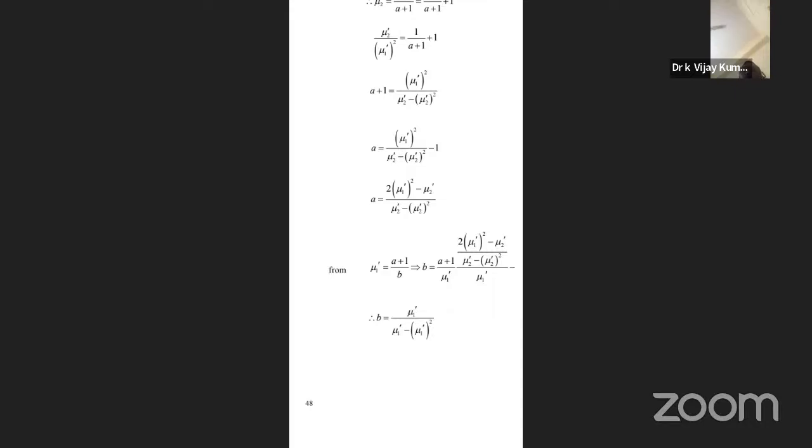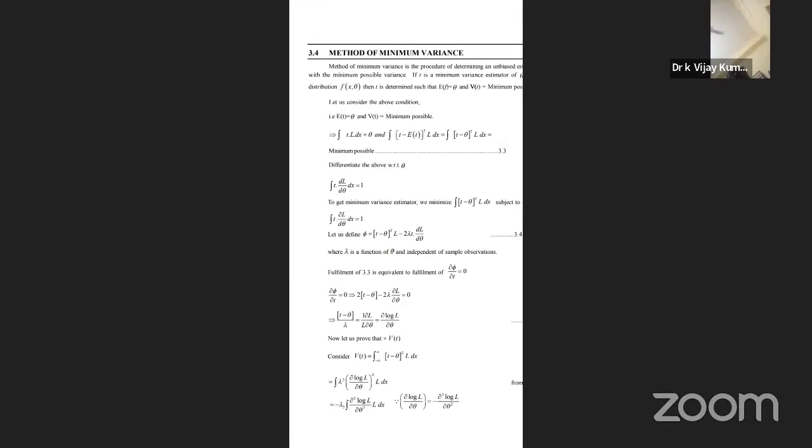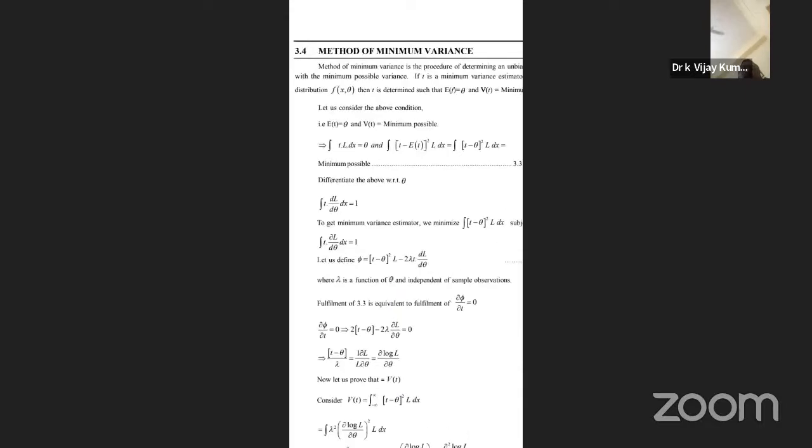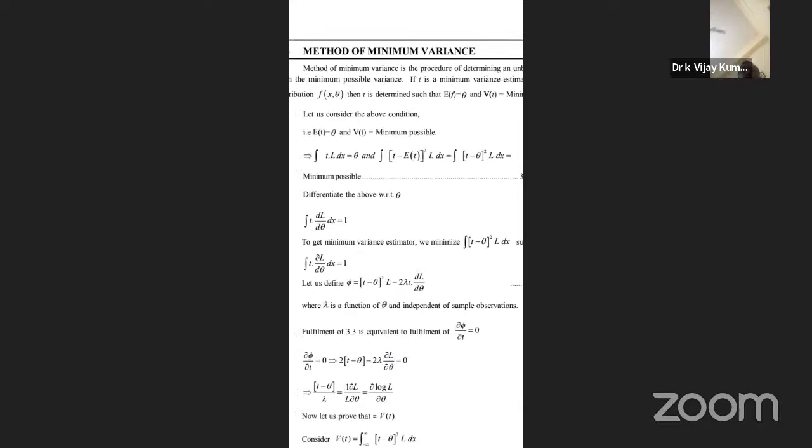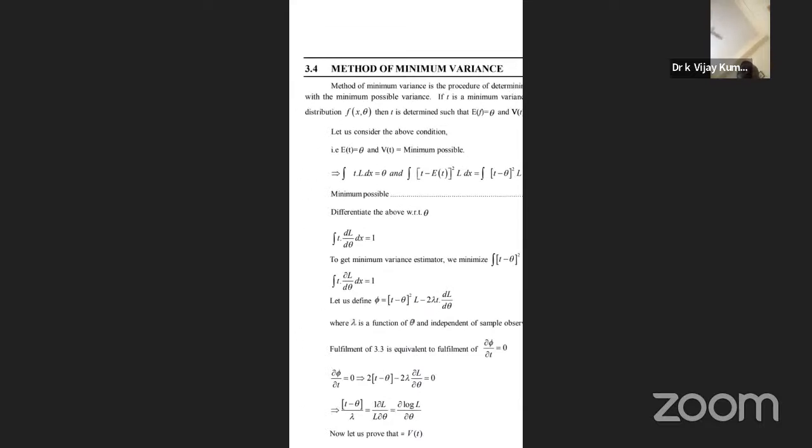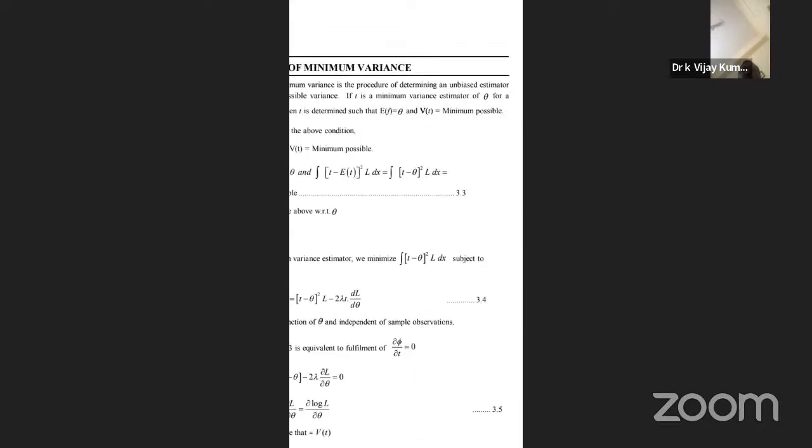Why? Because (mu 2 dash by mu 1 dash) whole square is equal to 1 by a plus 1 we are taking here. Then method of minimum variance. What's the variance? So method of minimum variance is the procedure of determining an unbiased estimator with the minimum possible variance. If T is the minimum variance estimator of theta with distribution f of x, theta, then T is determined such that E of T is equal to theta and V of T is equal to minimum possible.